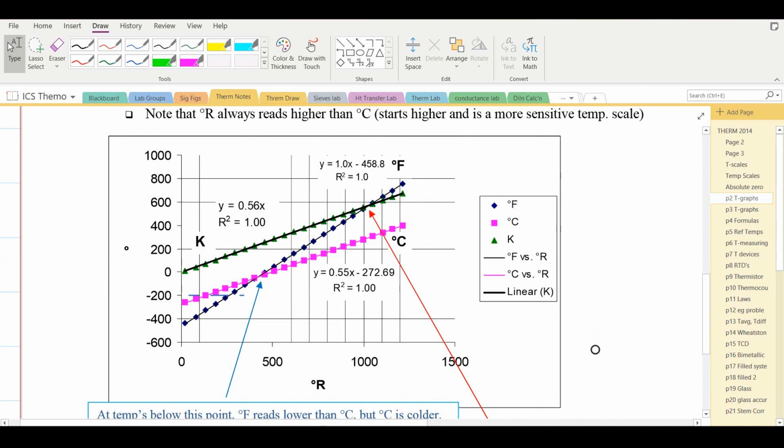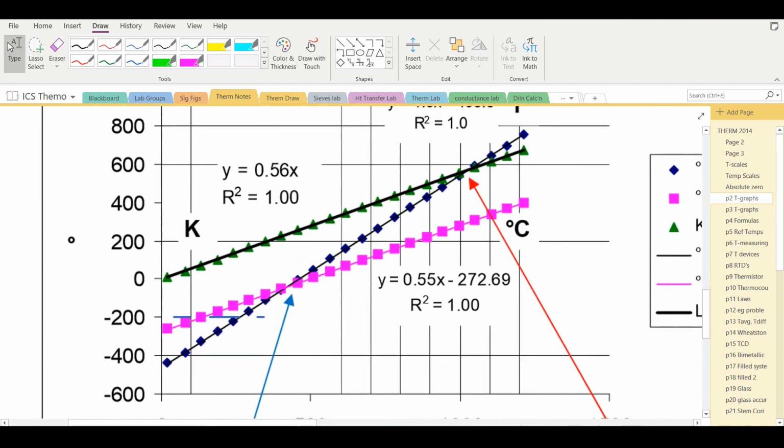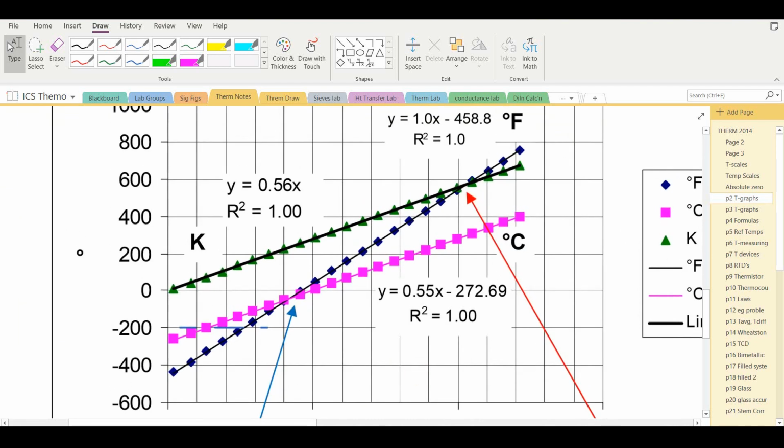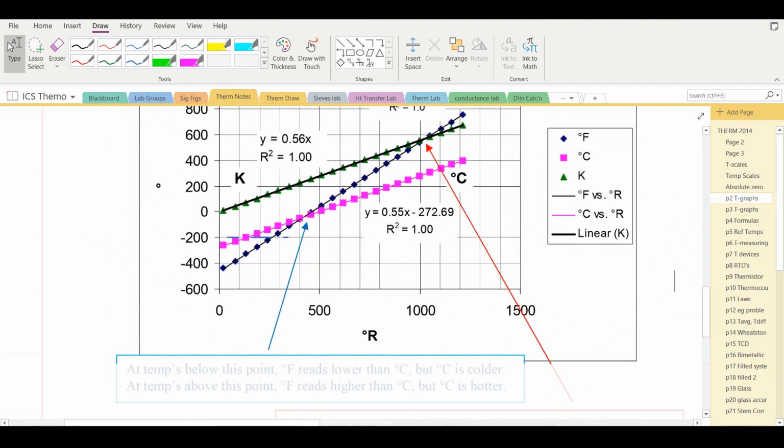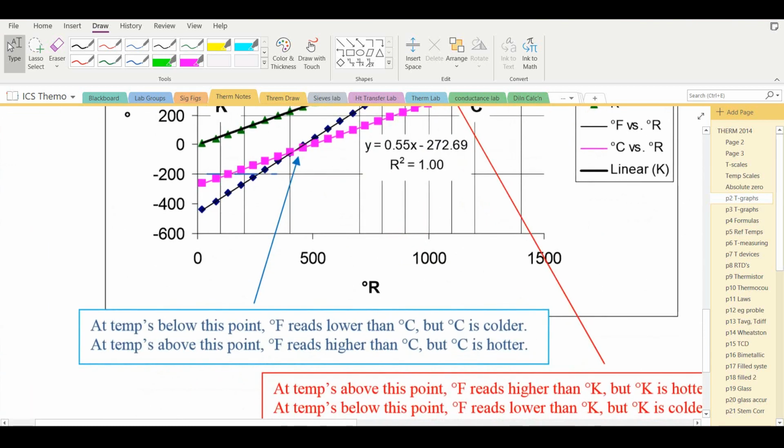On the next graph, we have Celsius degrees and Kelvin again plotted, but this time we have the Fahrenheit degree, and the x-axis is in degrees Rankin this time. This is interesting. Note that the Fahrenheit temperature scale is a more sensitive scale, and so the slope is greater. Let me point this out to you and see if we can make sense of it.